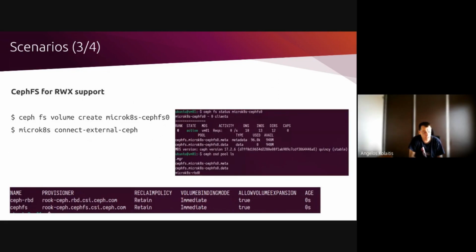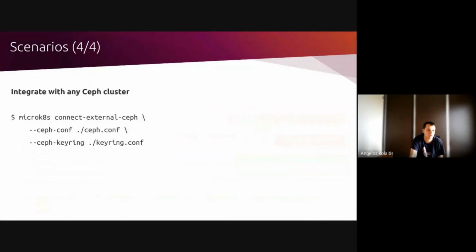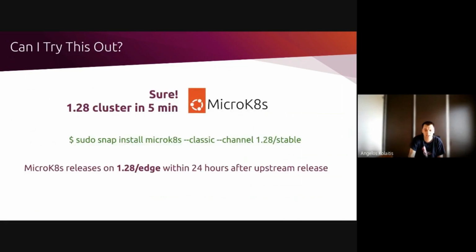Then CephFS, if we want to. We create a CephFS. MicroCeph is running the MDS service already, so nothing else to do there. And then if we just run the same command again, we'll also get a second storage class called CephFS, which we can use for read-write many volumes. And finally, in the case where you have any other cluster, you deployed it manually, you deployed it with CharmCeph, you deployed it with whatever method you prefer, you can just say, here's my Ceph conf file, here's my keyring, go ahead, connect to it, and set up everything else. So that's about it.